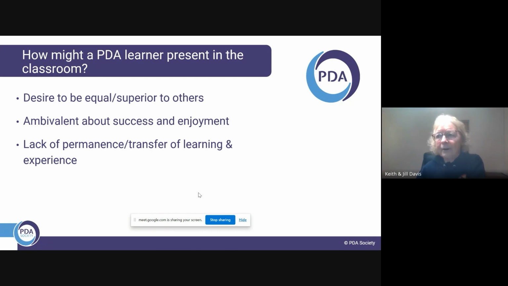They will have a lack of permanence and a transfer of learning between home and school and from one colleague to the next. So colleagues can feel very de-skilled. What a student will do with one member of staff, another member of staff can't actually get them off the computer or can't get them picking a pen up.